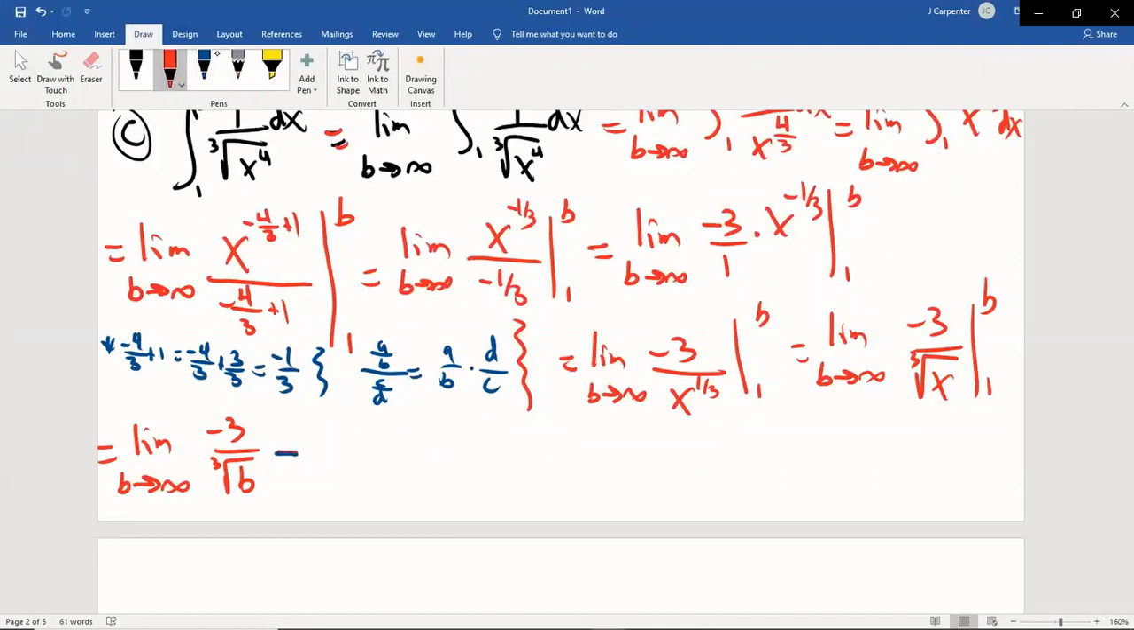Now let's plug in the lower limit, we're plugging in the 1. Now this whole thing's a negative, so make sure you have that extra negative. -3 over the cube root of 1. Well, the cube root of 1 is 1, so this whole part is just -3, but a double negative makes it a positive. Limit, b goes to infinity, -3 over the cube root of b plus 3.